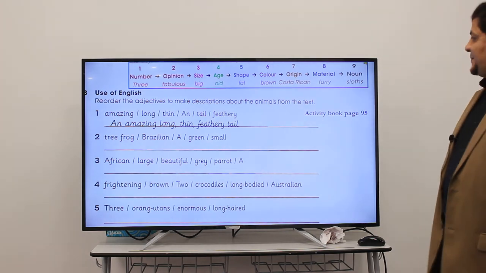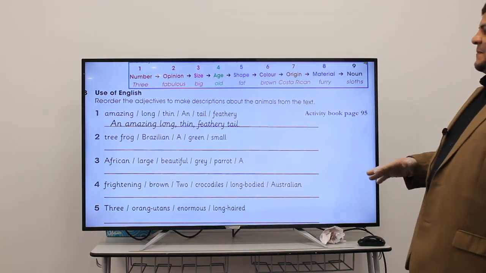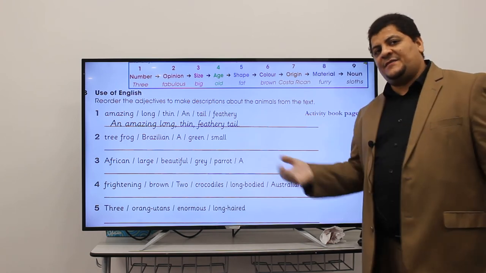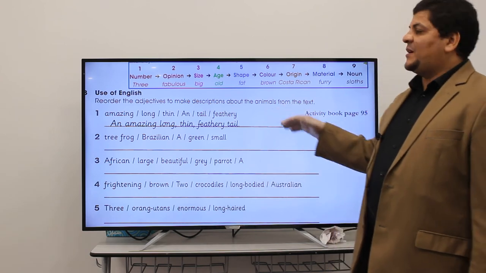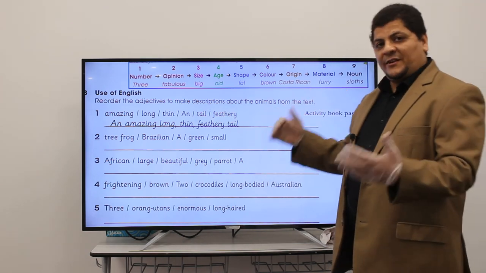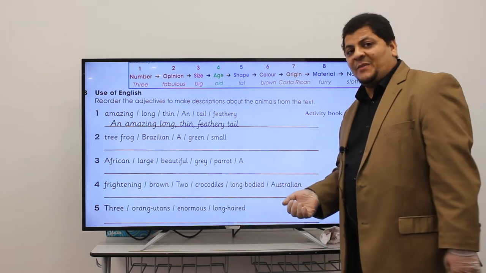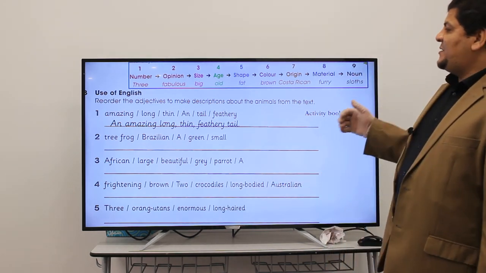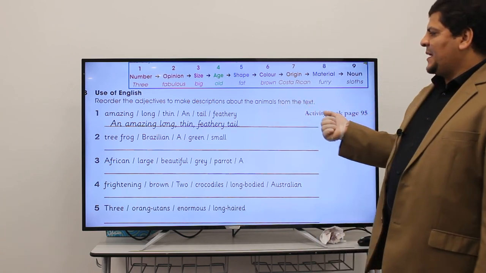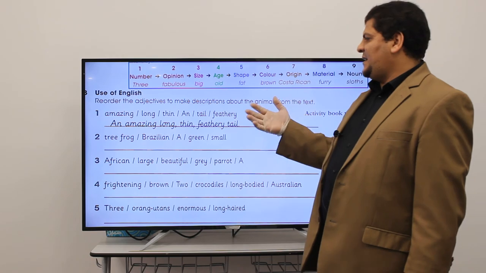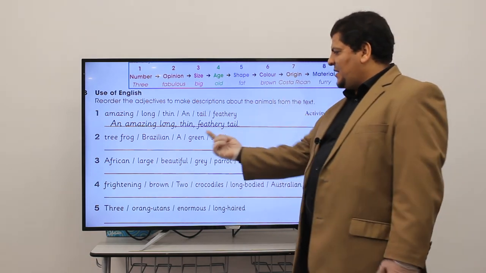Now, back again, activity book, page 95. This is a very good activity to arrange the adjectives. I'm going to answer one for you, and you are going to continue working with others. Remember, there are going to be answers by the end of this video. Reorder the adjectives to make descriptions about the animals from the text. Here we have amazing, long, thin, tail, feathery. So we say an amazing, long, thin, feathery tail.